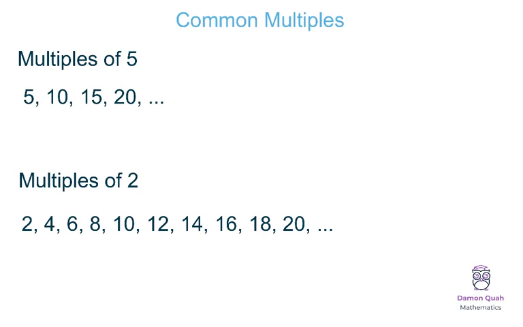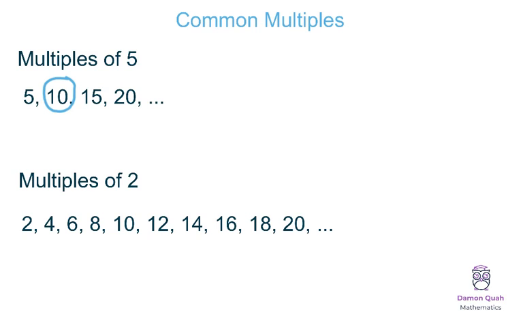Well, all we're interested in is which ones they have in common. So multiples of 5 and multiples of 2, which ones do they have in common? Well, they don't have 2, 4, or 6 in common, nor do they have 8 in common. Because 2, 4, 6, and 8 are multiples of 2, but they're not multiples of 5. They don't have the multiples of 5 or 15 in common, because although they're multiples of 5, they're not multiples of 2.